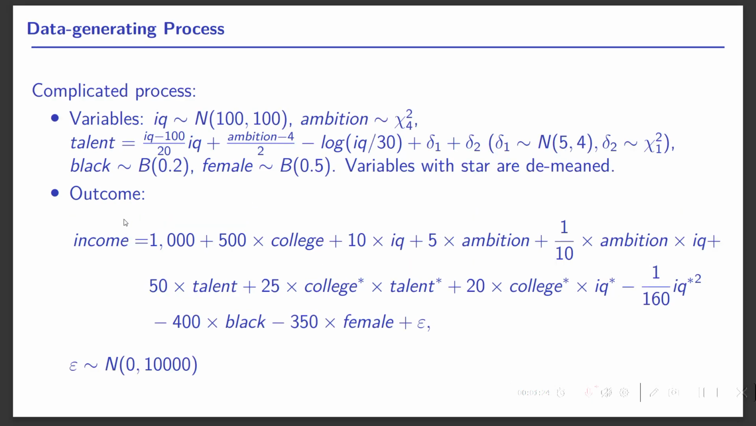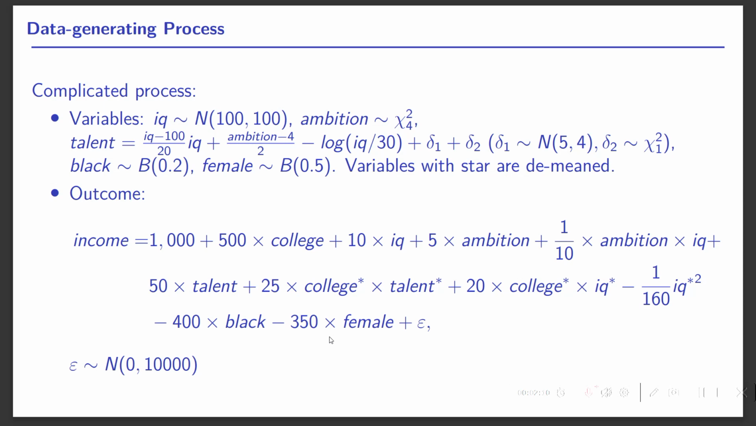The complicated process has more variables. Beside IQ and ambition, I also include talent, a dummy for being black, and a dummy for being female. Black and female are generated completely independently from the other variables, while talent is correlated with both IQ and ambition. In our equation to determine income, we now have a couple more interaction terms. For example, this one, this one, this one. I've also included a wage penalty for blacks and females, reflecting the pay gaps that we see in everyday life.